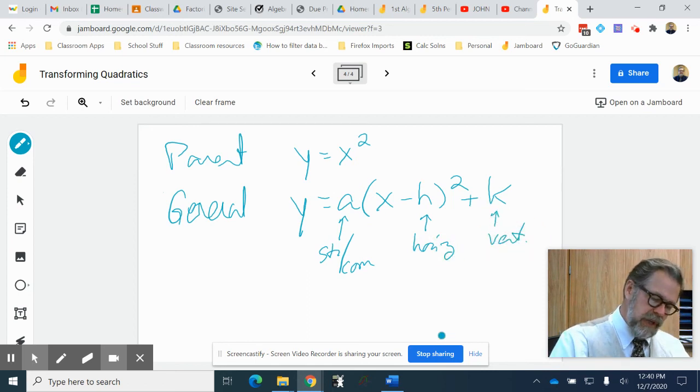And then one last observation: if I take my parent parabola and shift it h to the left or right and k up or down, my vertex, which started at 0, 0, will end up at h, comma k.